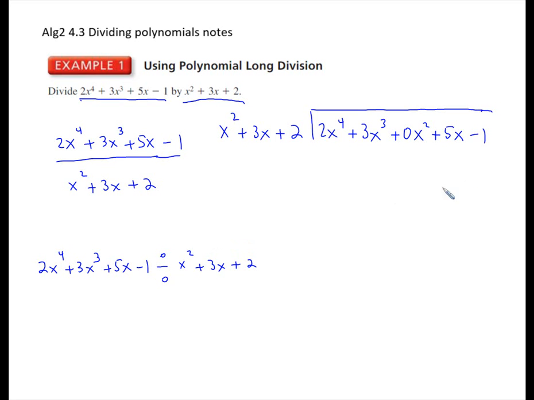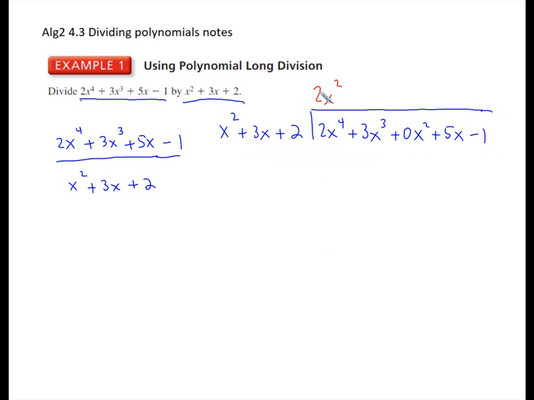So the way long division works is this. Let me erase this real quick. Basically, we need to find something times x squared that will give us 2x to the 4th. Well, that's going to be 2x squared, because 2x squared times x squared gives me 2x to the 4th. Once you find this value, you multiply it to everything on the outside, basically what you're dividing by.